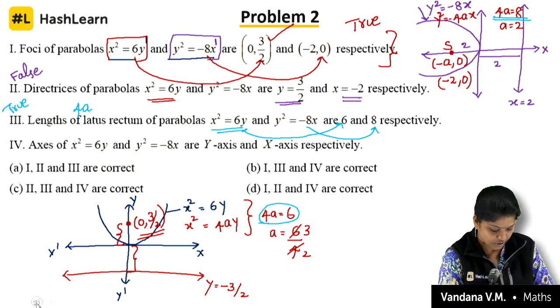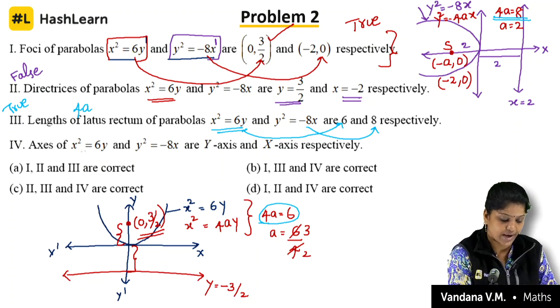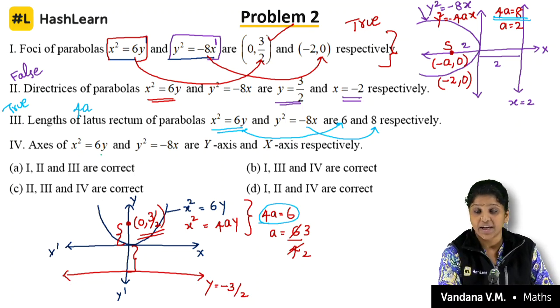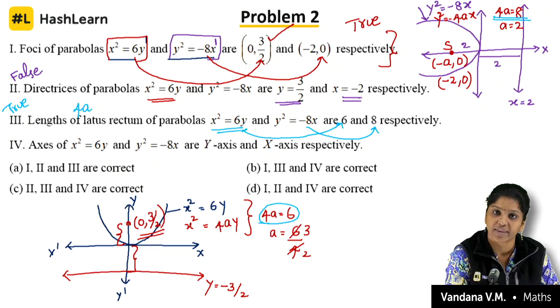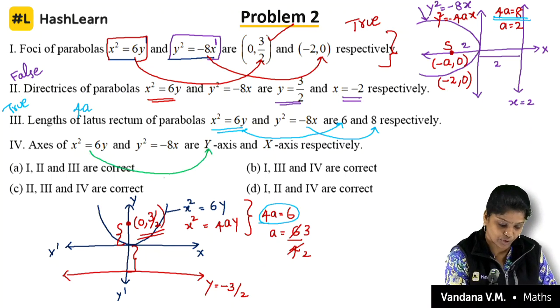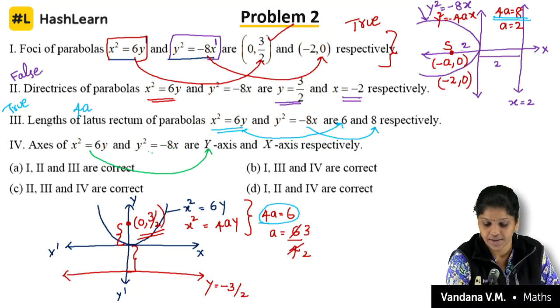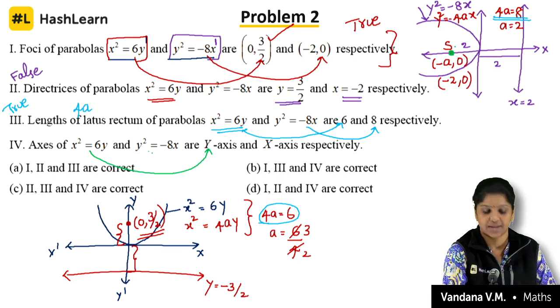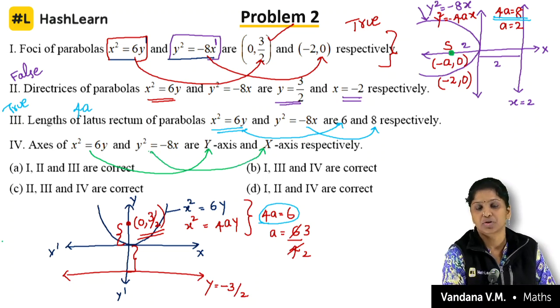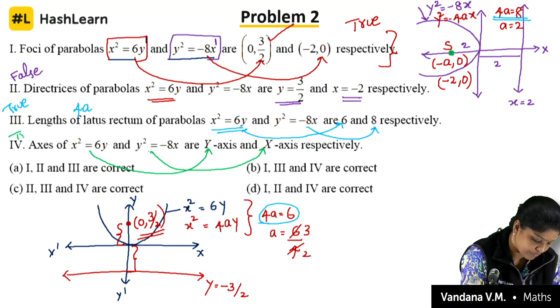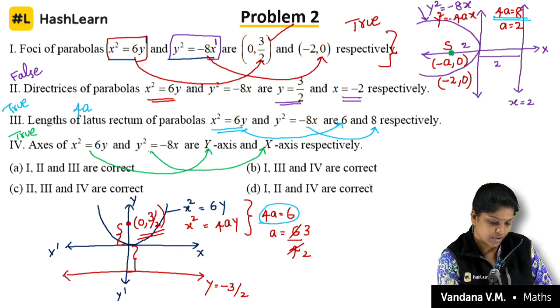Next, move to the fourth statement. What they gave? Axis of x square is equal to 6y. What I said, axis means where the focus is present. So where the focus is present, it is on the y axis. So for this the axis is the y axis. Yes, true. For this the focus is lying on the x axis. For this parabola, the axis is the x axis. Is it true or false? Yes, it is true.